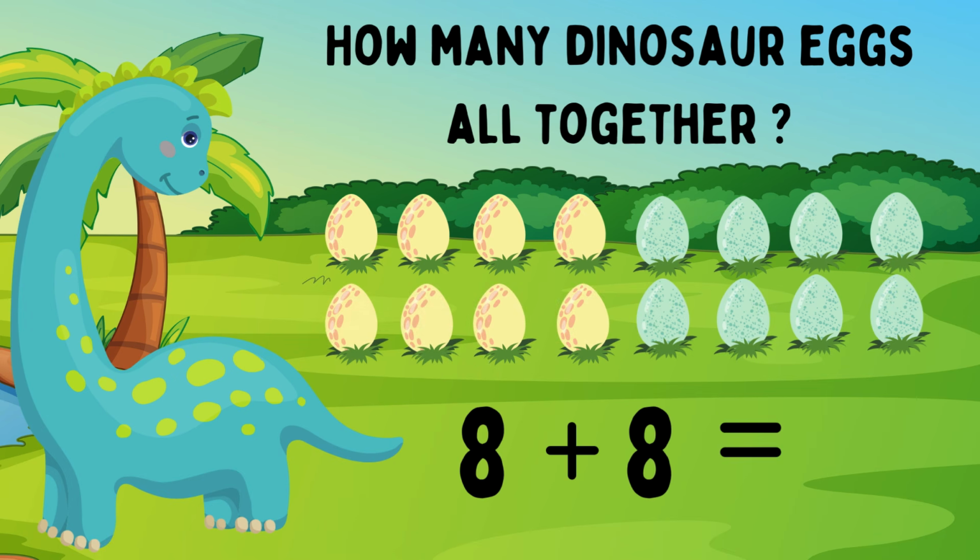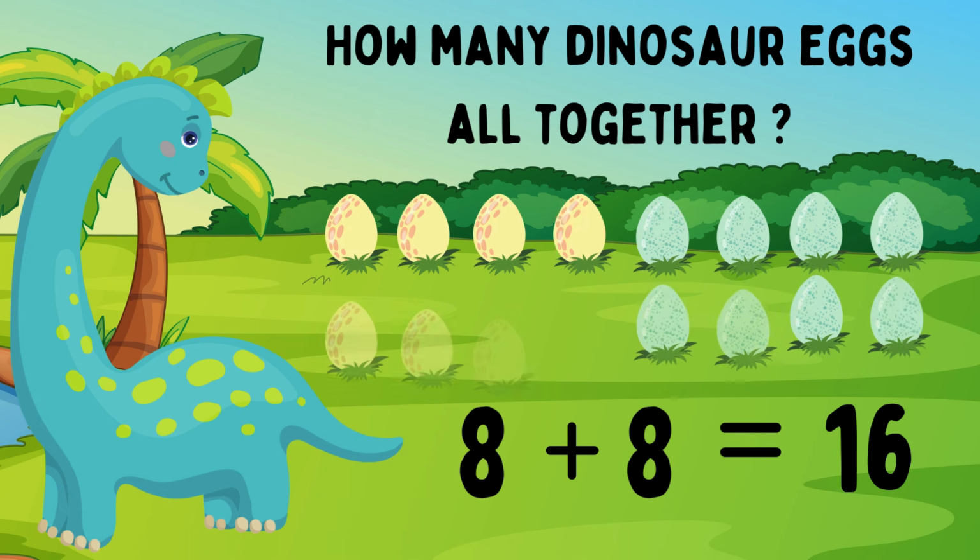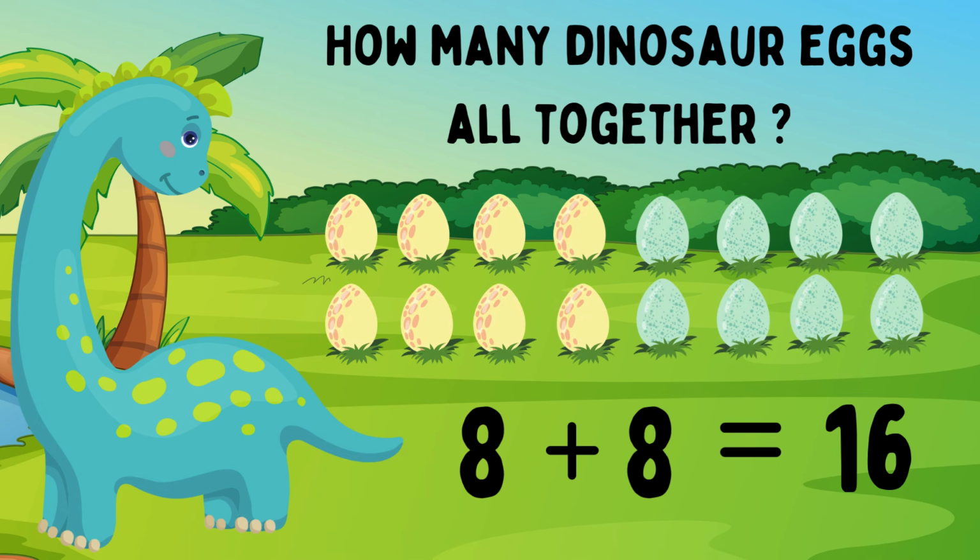Our last problem. How many dinosaur eggs are there altogether? 8 eggs plus 8 eggs equals what? The answer is 16. 8 eggs plus 8 eggs equals 16. Did you get it right?